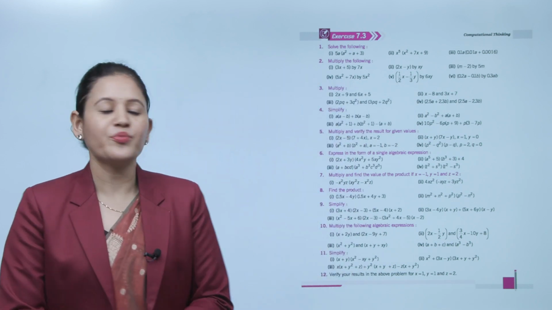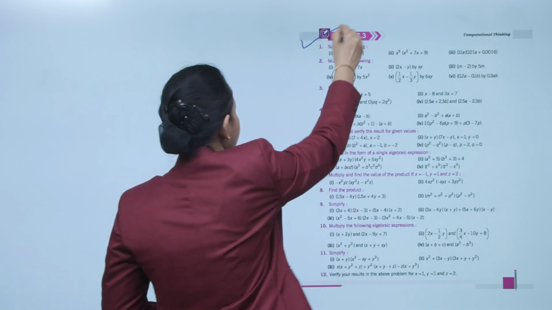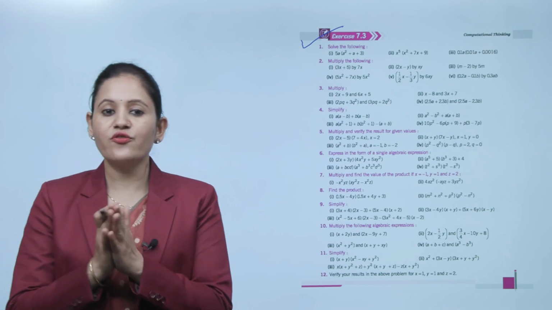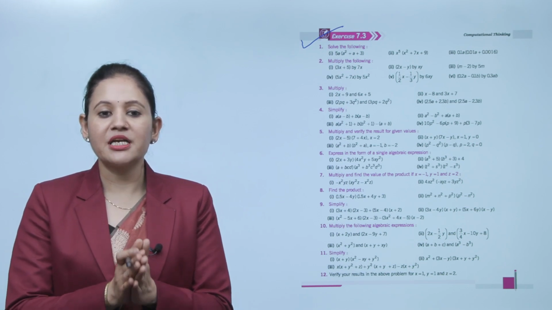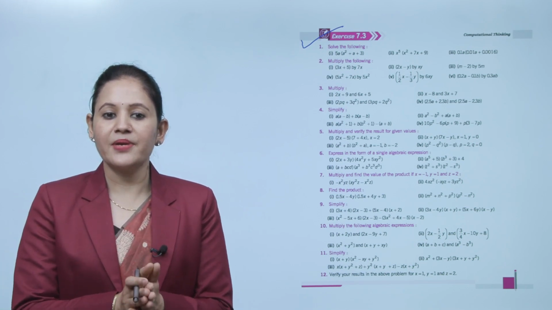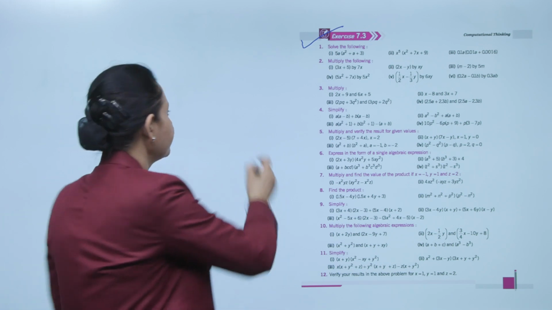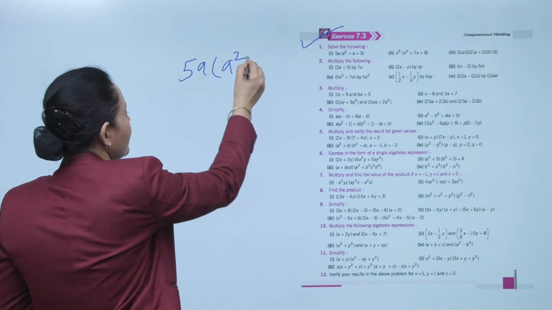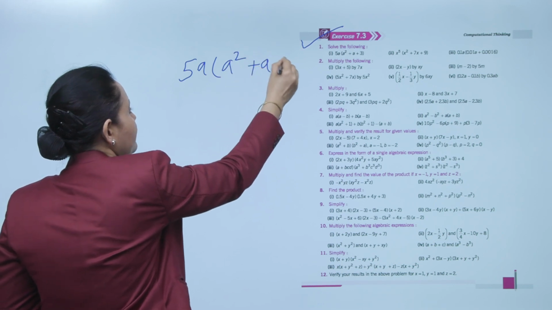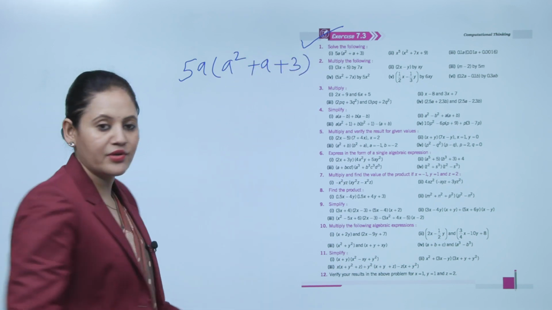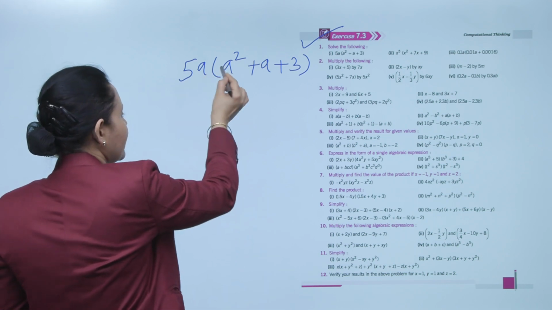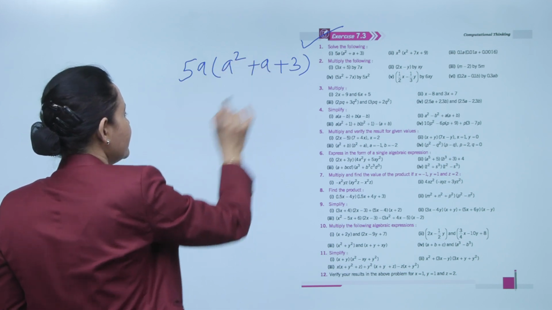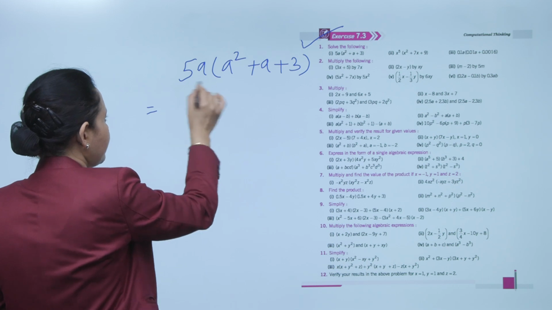Next is exercise 7.3. Solve the following. 5a multiplied by a square plus a plus 3. So what we'll do here? 5a को पहले a square से, then a and then 3. Each term से multiply करेंगे.